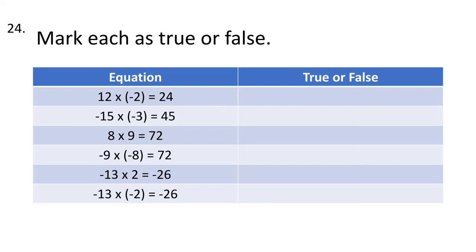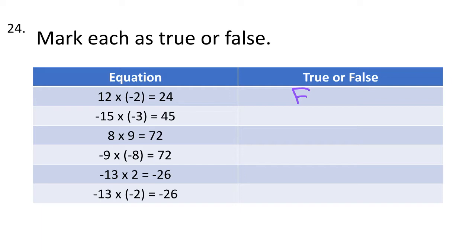This is part 4 of our second 9 weeks review. In this problem, we want to mark each equation as true or false. Equation 1, 12 times negative 2 is equal to 24. We know that this one is false because a positive times a negative is a negative, so 12 times negative 2 should be negative 24.